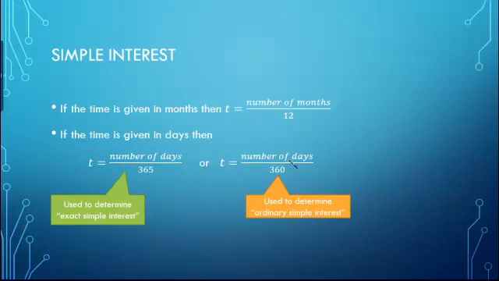By dividing by 360, this number, of course, is going to be a little bit bigger than if you divided by 365, which acts in the bank's favor, because then t will be a bigger number, so the interest will be bigger. So just keep this in mind. When we use 365, we say we are calculating the exact simple interest, and when we use 360, we say we are calculating the ordinary simple interest.